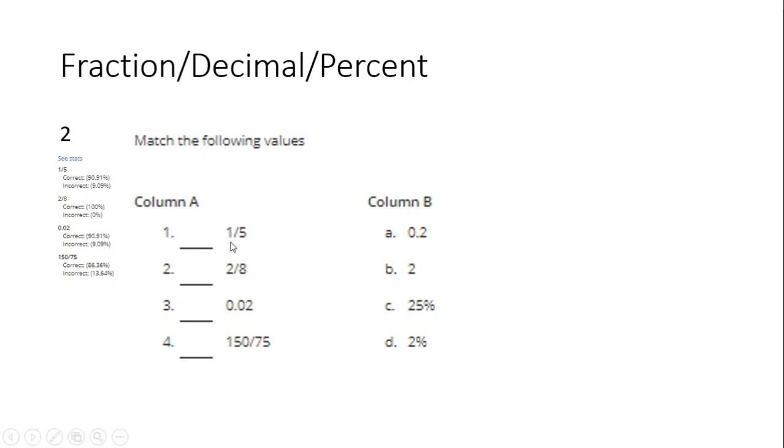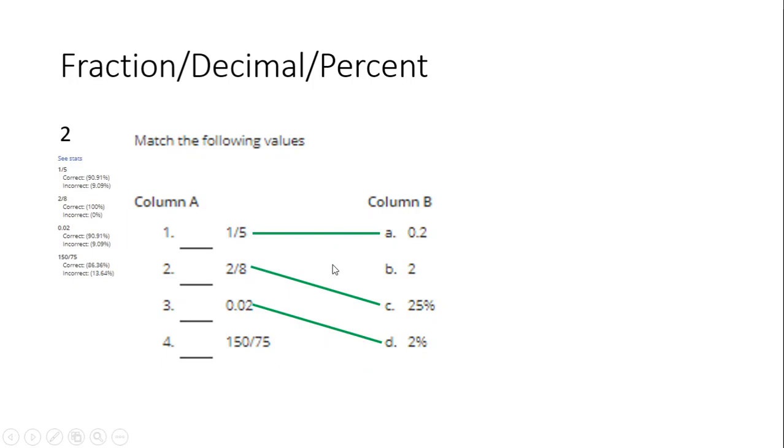1/5 we know is the same thing as if I times the top by 2 and times the bottom by 2, that would be 2/10. And 2/10 as a decimal is over here. Okay. 2/8, I can simplify that, divide both the top and bottom by 2, that would be 1/4. And 1/4 as a percentage I know is 25%, that's over here. 0.02 as a decimal is the same thing as 2 in the hundredths position, that's 2/100, which as a percentage is 2%.